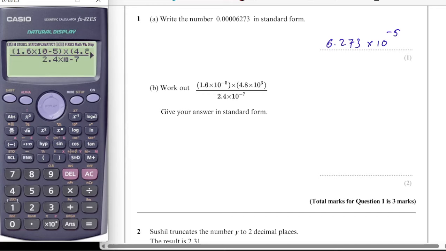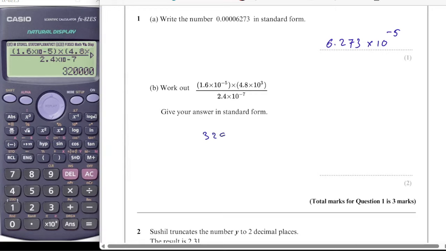There we go. There's my mistake. There we go. So we get the number 320,000. And then we need to convert that into standard form for our final part. So 3.2 times by 10 to the, and I've moved it, in effect, the decimal point from there to there. So I've moved it 1, 2, 3, 4, 5 spaces.